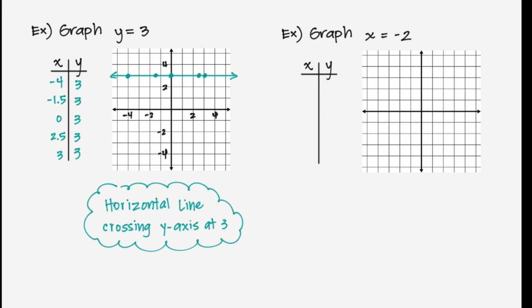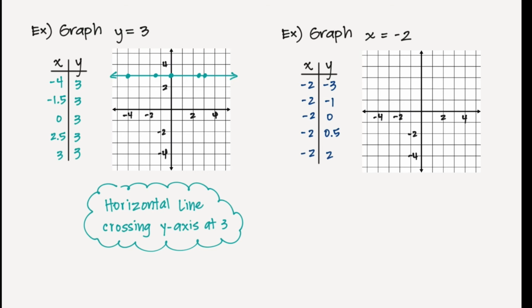All right, our next one says x is equal to -2. So that means every single x is going to be -2, and the y can be whatever you want because there is no y variable in my equation. So I'll just pick some random numbers, and then I can go ahead and label my graph, and I can plot all 5 of those points.